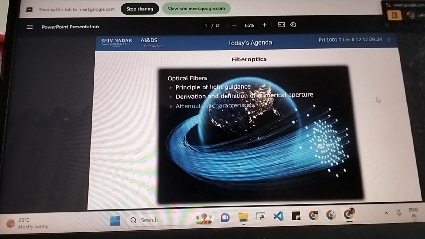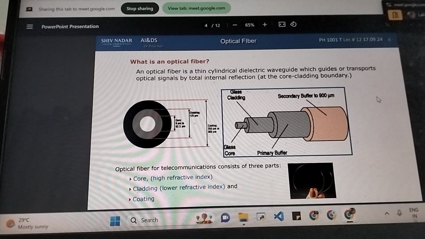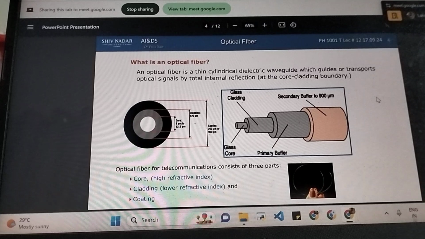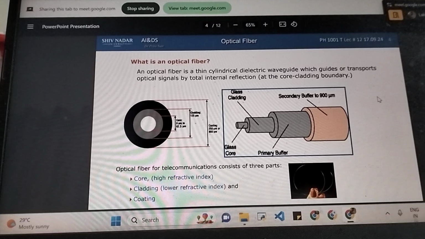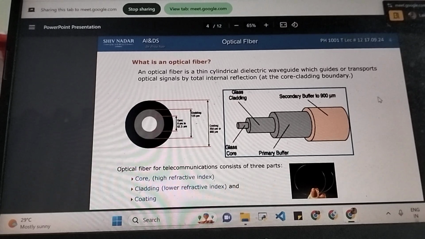Looking at fiber optics now. So, to begin with, what is an optical fiber? This is something which works on the basis of the idea of total internal reflection, which we'll also be looking at in a couple of slides.